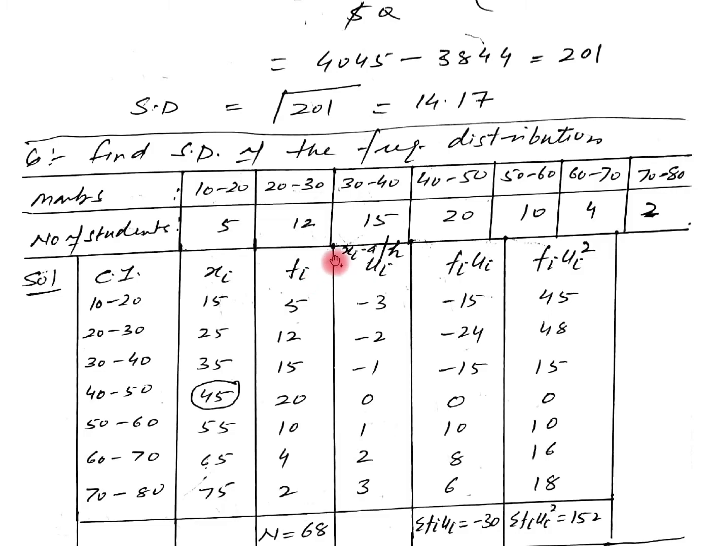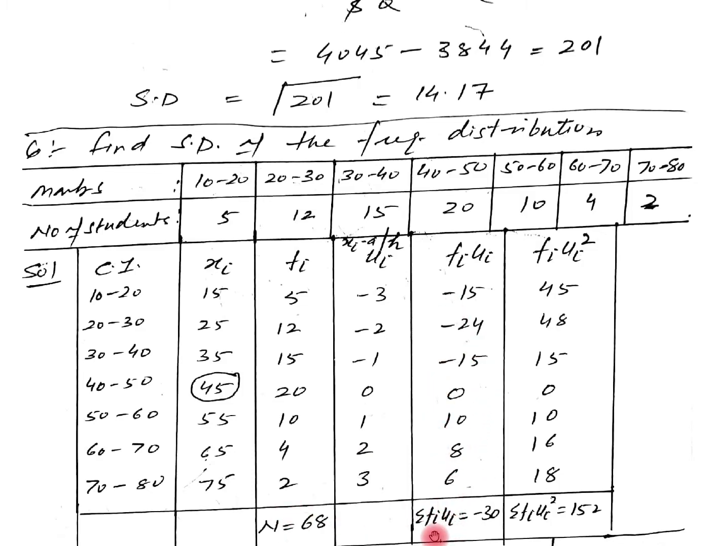Then we can find ui, xi minus a upon h. It means 15 minus 45 upon 10. We are getting minus 3. Then going in the same order: minus 3, minus 2, minus 1, 0, 1, 2, 3. Then making the column fi ui. Multiplying these two columns fi ui, we are getting minus 15, minus 24, minus 15, 0, 10, 8 and 6.